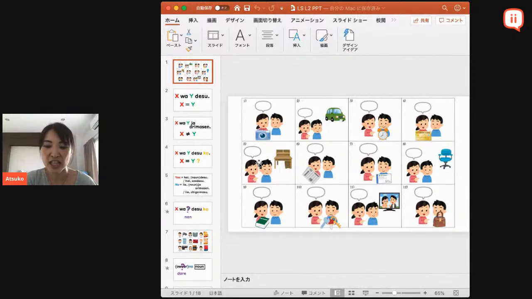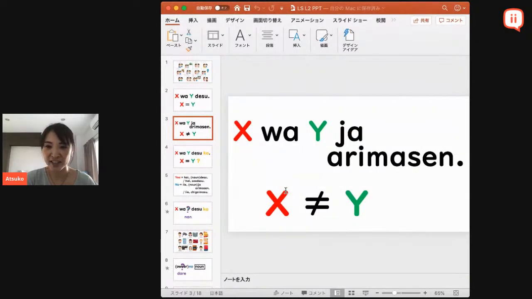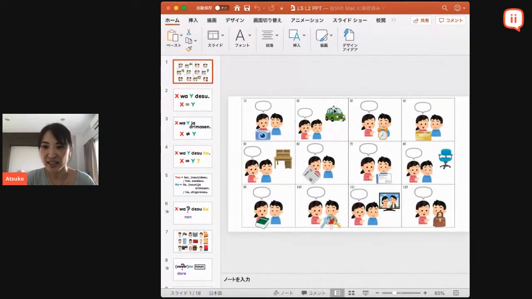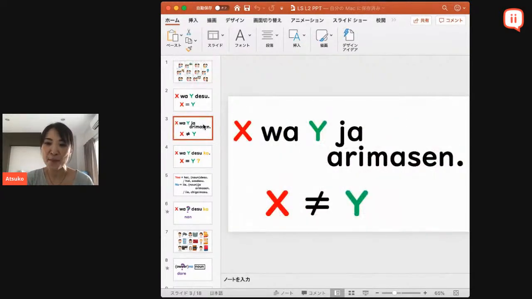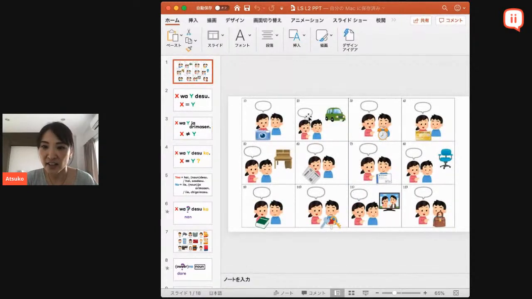That isn't a bus. In Japanese, bus, バス. あれはバスじゃありません。Number three. That is not a camera. それはカメラじゃありません。Okay. Next. Okay, the number four.